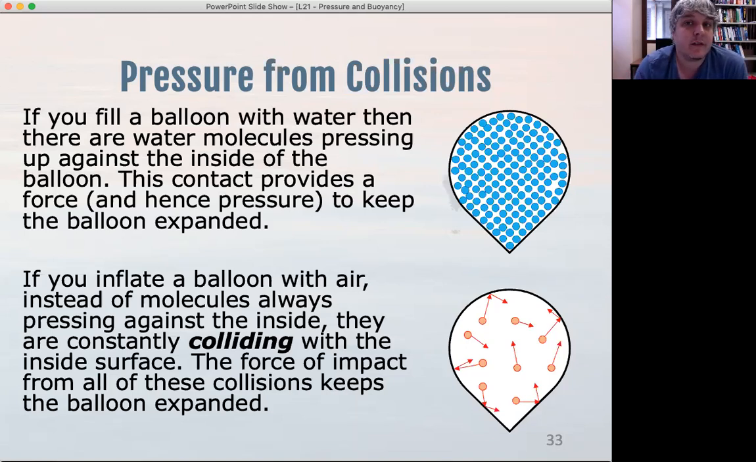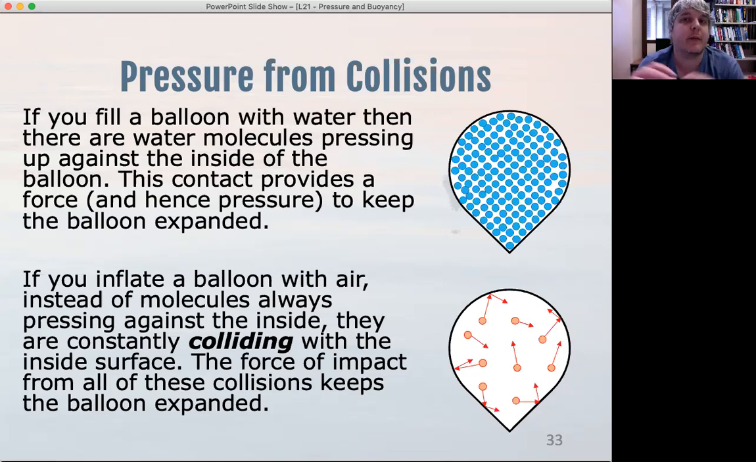That change in momentum requires an impulse, i.e. a force. So there's a force occurring between the particle and the inside of the balloon as it collides. That force is what causes the molecule to fly back the other way, but it also keeps the balloon expanded. And there are enough of these collisions going on constantly everywhere that the balloon can stay expanded. So in reality, it goes in slightly and then moves back out because it gets collided again.